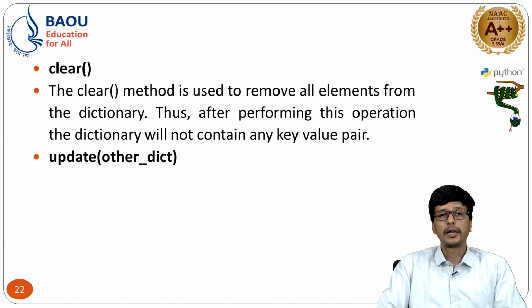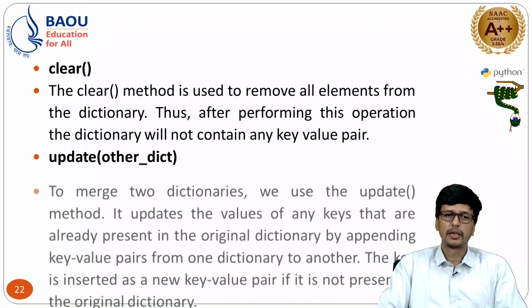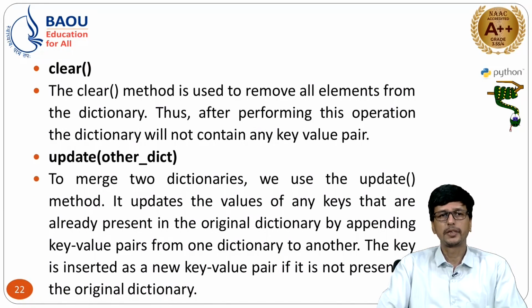Then clear. If you want to clear all the values from the dictionary, in that case you can use clear. Now remember one thing, there is a difference between delete and clear. If you want to remove the whole dictionary data structure, in that case you use the delete command. But suppose you require the dictionary structure to remain as it is, and only the key value pairs to be removed, in that case you can use the clear method.